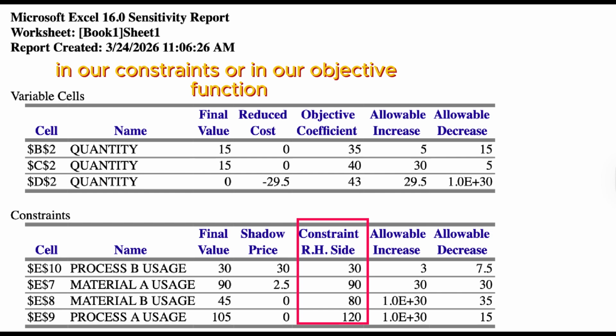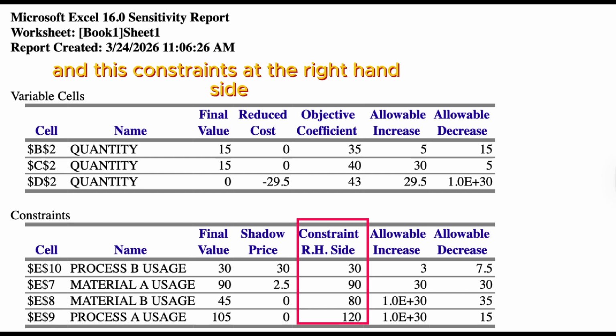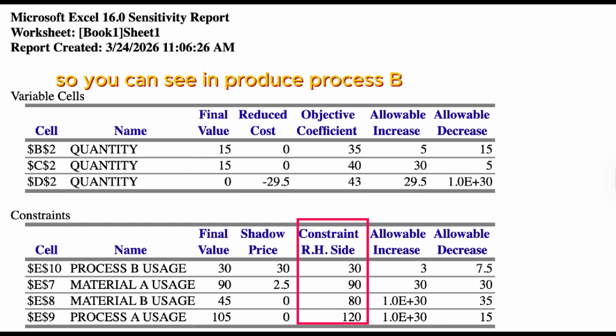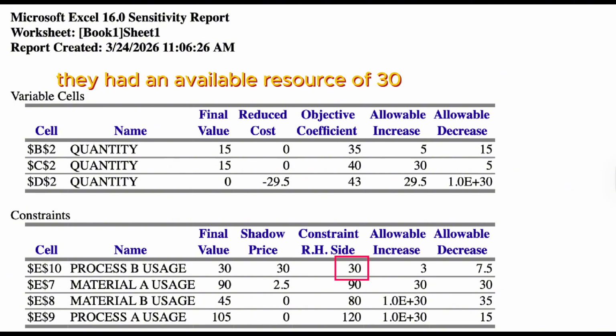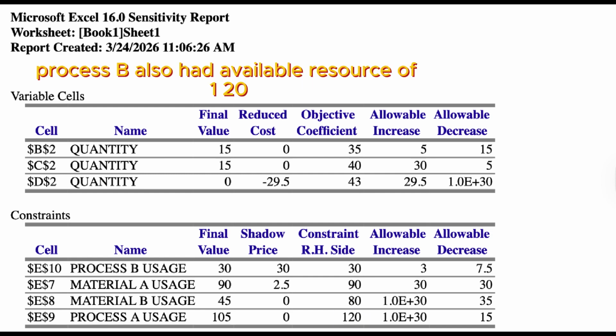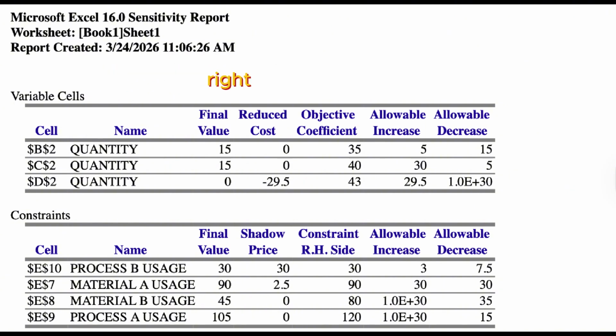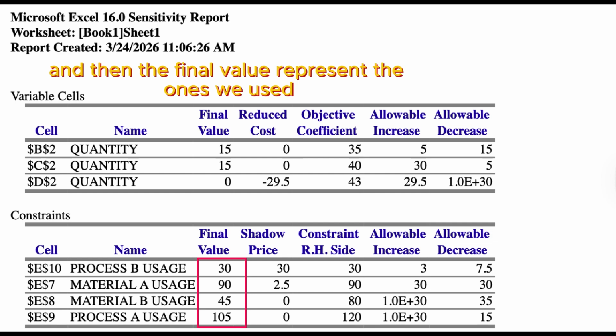When we were formulating our linear model on the Excel, we indicate a place that we call available resources, and these constraints at the right hand side represent those available resources. You can see process B had an available resource of 30. Material A had 90. Material B had 80. And process B also had 120. These represent the resources that were available, and the final value represents the ones we used, the usage.